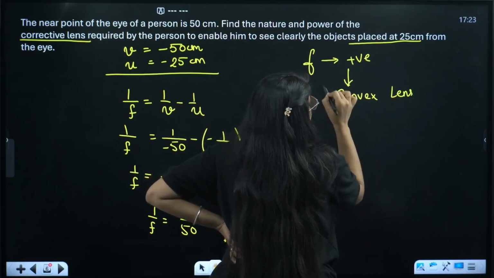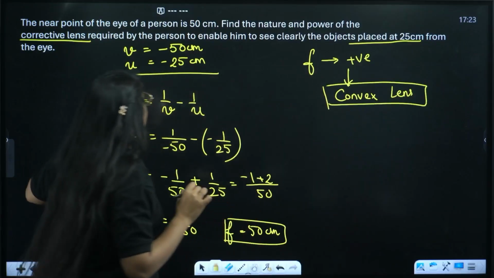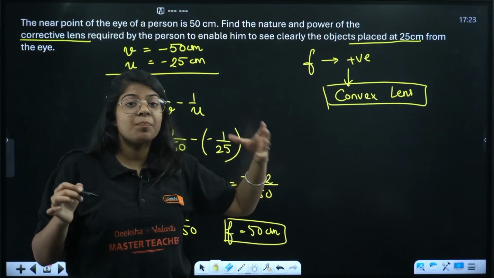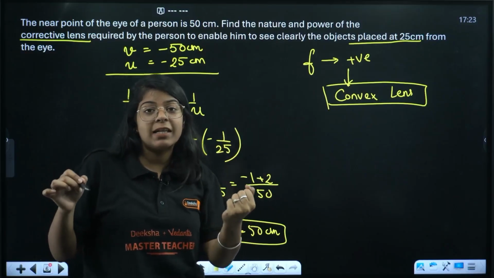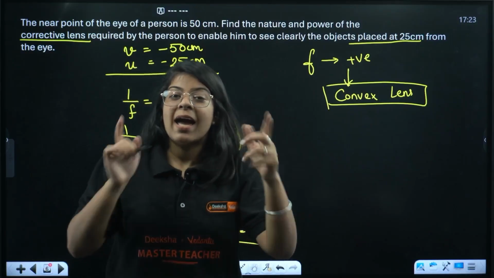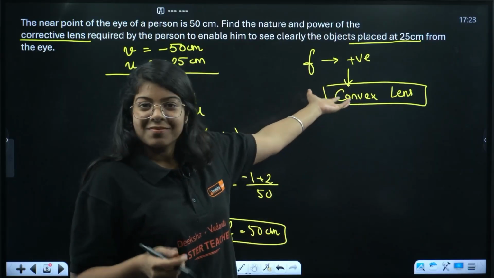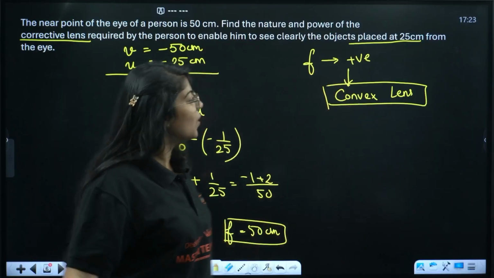Convex lens. Also, you can see this defect is what? The near point of the eye is shifted. That means the person cannot see nearby objects clearly. So that is hypermetropia. And to correct hypermetropia, we use convex lens. We found convex lens. Okay, done.